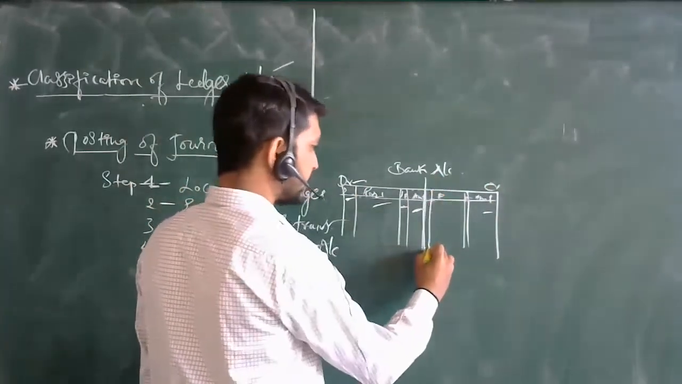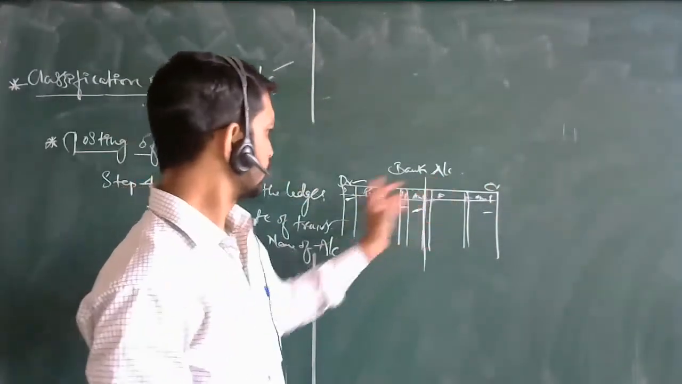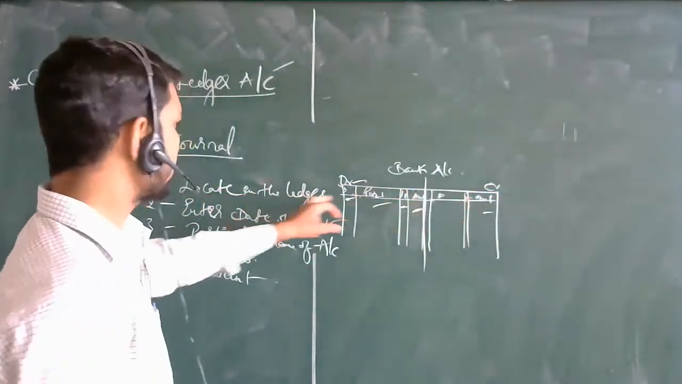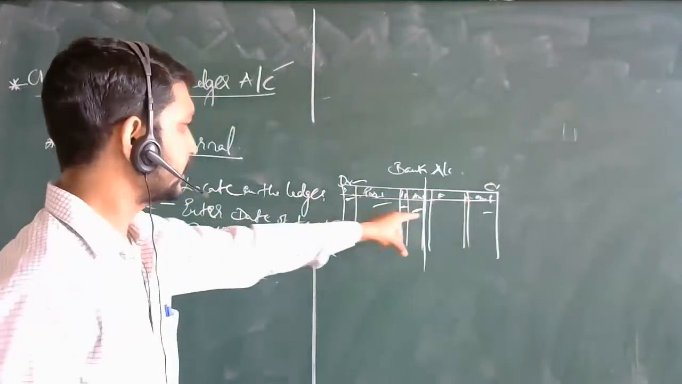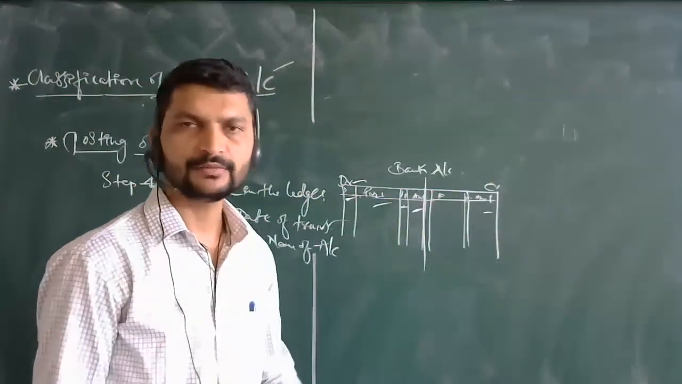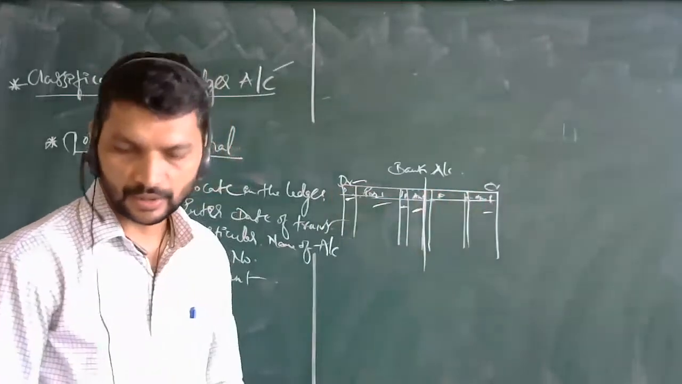In the credit side as well, the same date. The first step will be to locate the ledger account, then the date as per the transactions, the particulars, the ledger folio, then the amount. The same way we are going to post the accounts over here.